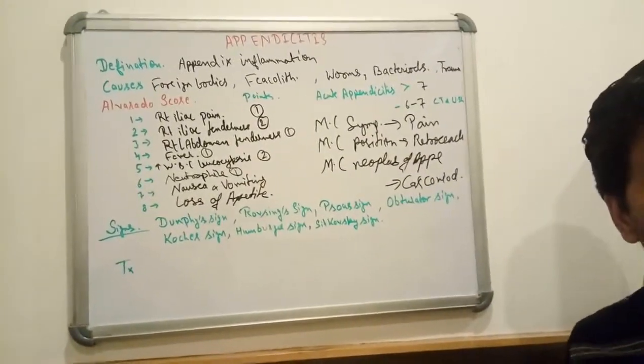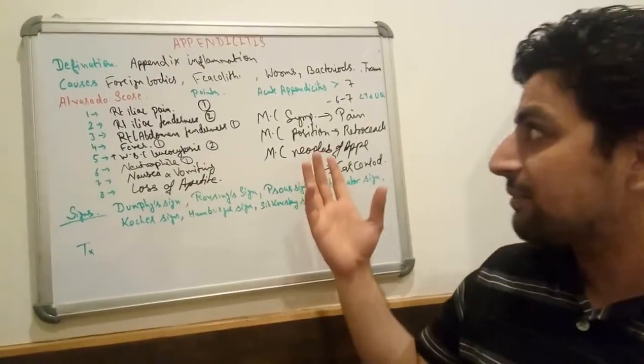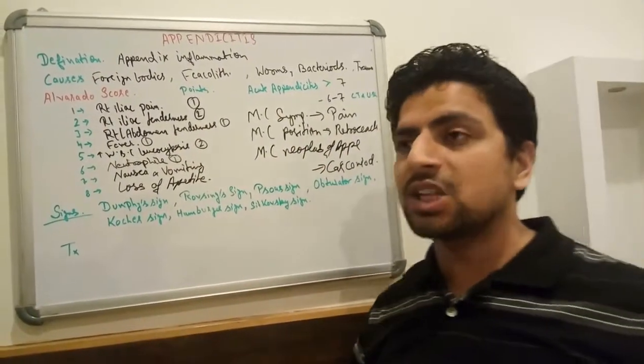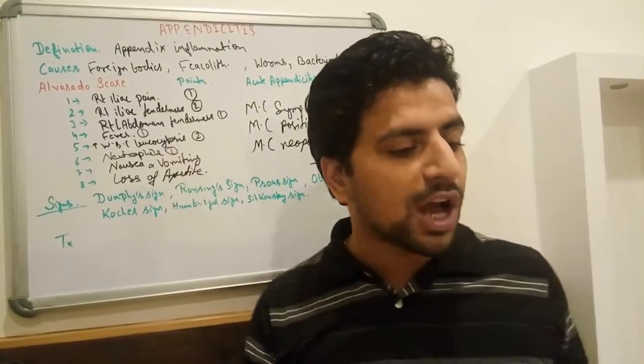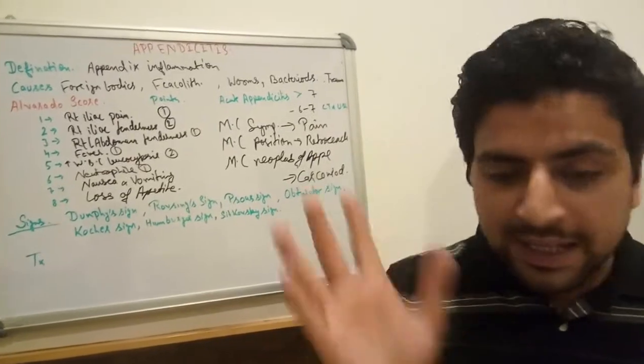What is the most common diffuse peritonitis complication that occurs in appendix due to rupture of appendix in early phase, less than 24 hours? And one question more, I will explain you later.